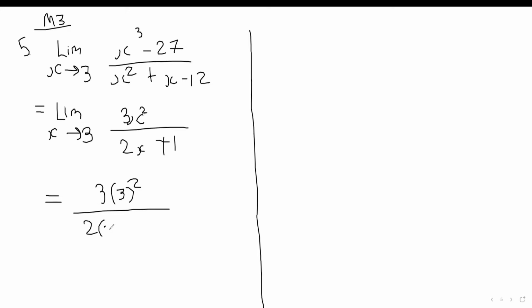Notice that you only remove the word limit when you plug in x as 3. So that is 3 squared is 9 times 3 is 27. That is 27 over 7. That's what we get. 27 over 7 is that limit. That's one way of doing it.